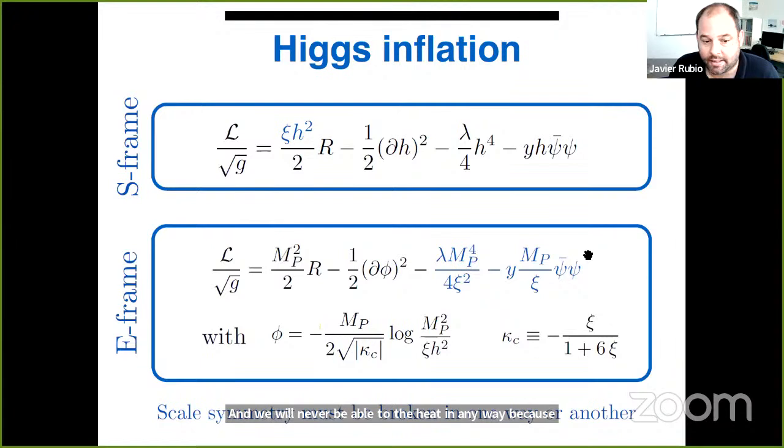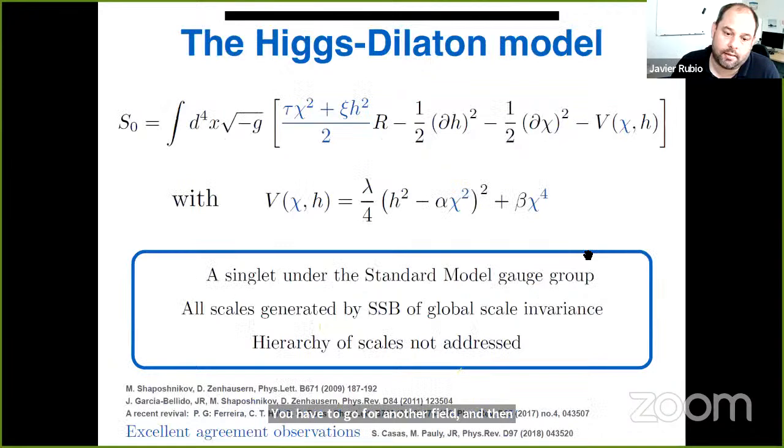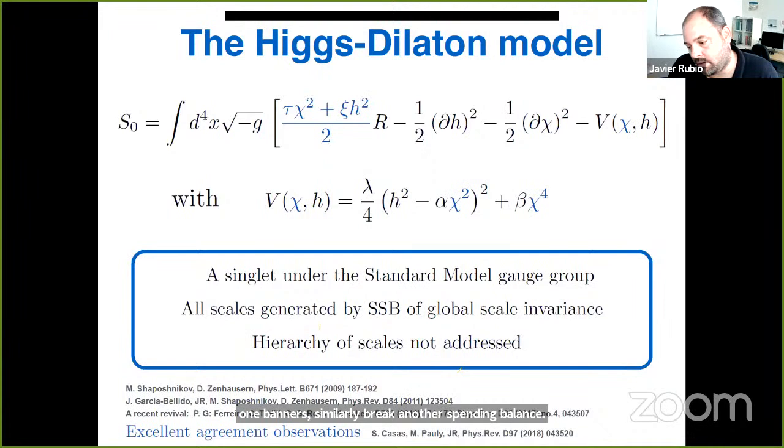And we will never be able to reheat in any way because essentially the Higgs will be completely decoupled from matter. So in order to incorporate the scale invariance, you have to go for another field. And the way of doing it is introducing a field that is responsible for a spontaneous symmetry breaking of the scale invariance. So in this setting, this new field will play the role of the Goldstone field that cannot be played by the Higgs.